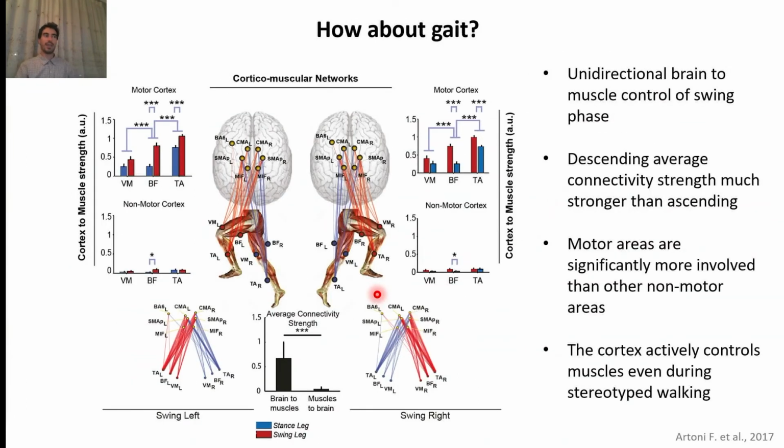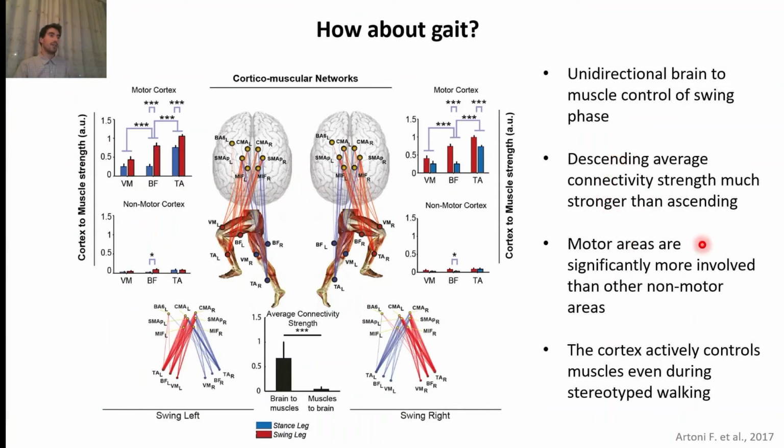Now, how about gait? We are talking about MoBI, so MoBI means also studying gait, studying movement. In this article of mine of 2017, I show that there is a unidirectional brain-to-muscle control of swing phase muscles, of the muscles of the swing leg, even during stereotyped walking. Stereotyped means gait over a treadmill, for instance.